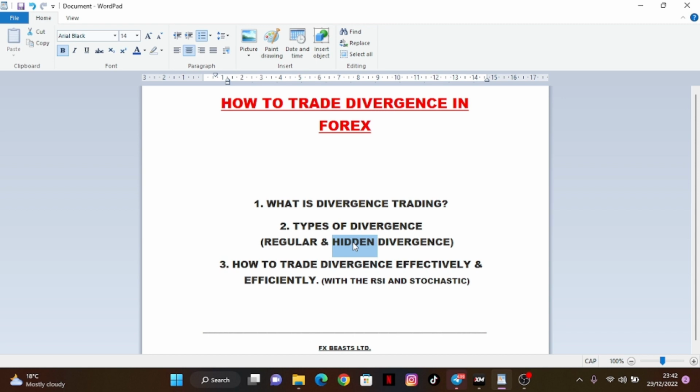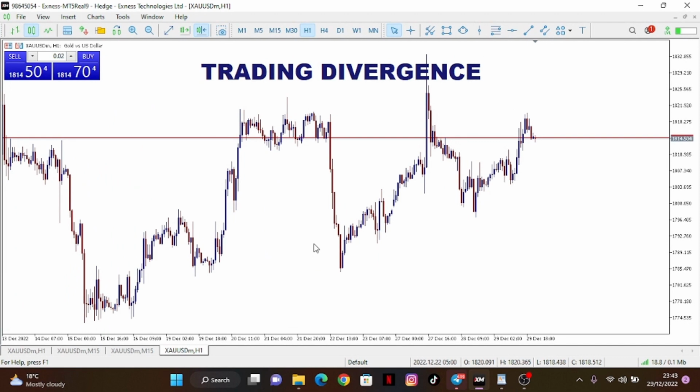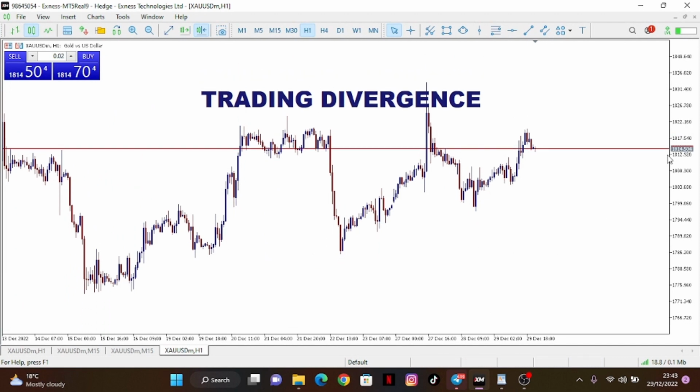Now let's head into the important stuff on how to trade divergence effectively and efficiently. When you are trading divergence, you do not just trade it raw. You need indicators, and the indicators we're going to look at are the RSI and the stochastic indicator. We're going to combine divergence with the RSI to know how to buy or sell using this whole scenario called divergence trading. Let's head into our chart. This is gold against dollar, XAU USD.